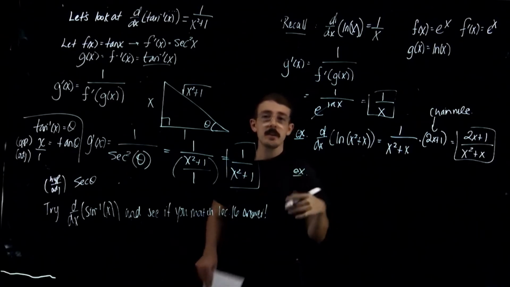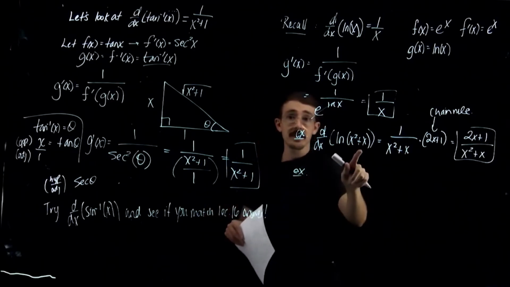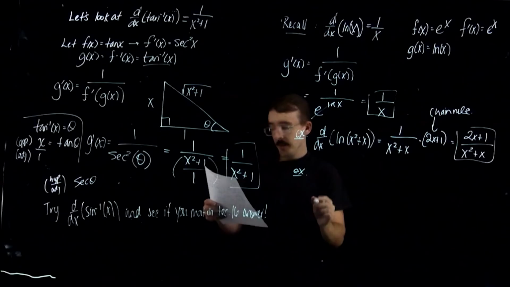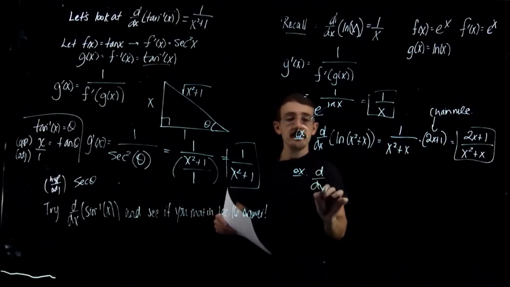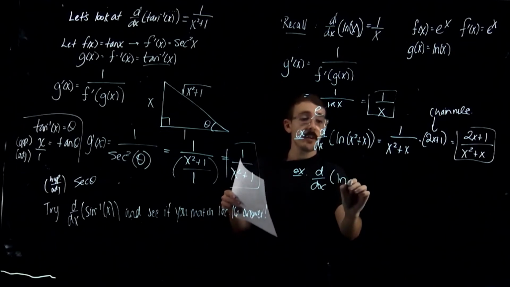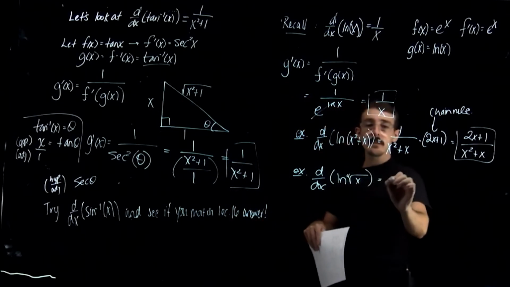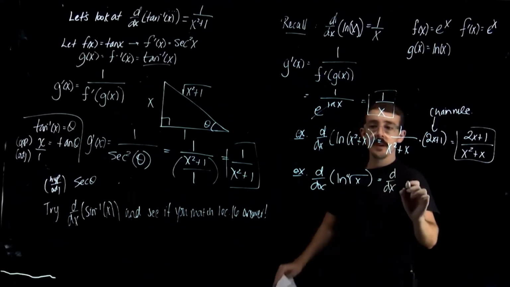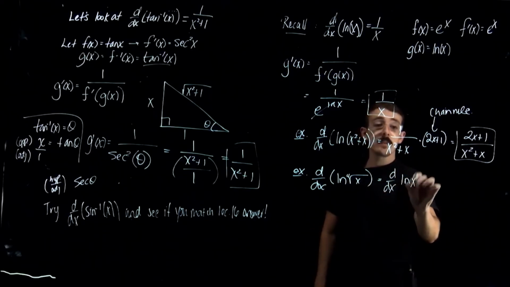And then I don't want you to forget about your log properties as you're doing this. That's why I mentioned this not being a log property. However, if we did the derivative of ln of the fourth root of x, this is equal to the derivative of ln of x to the 1/4.